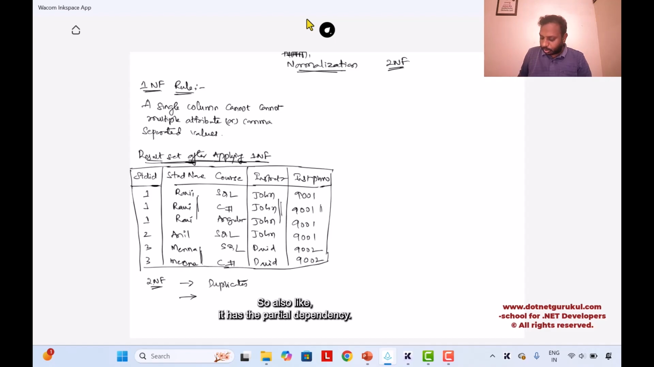Also, it has partial dependency. So what do you mean by partial dependency? First you identify this table's partial dependency. So I have two problems over here. One is the duplicate values and the second thing is the partial dependency. I know that we haven't discussed partial dependency here. This table has partial dependency, which I will let you know here. Okay, so let's understand partial dependency.